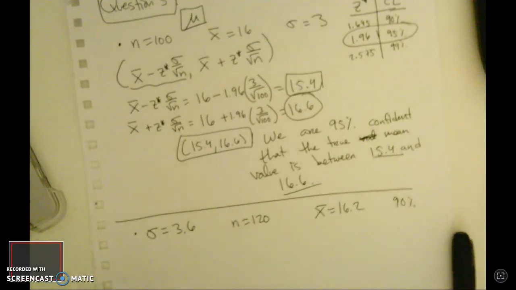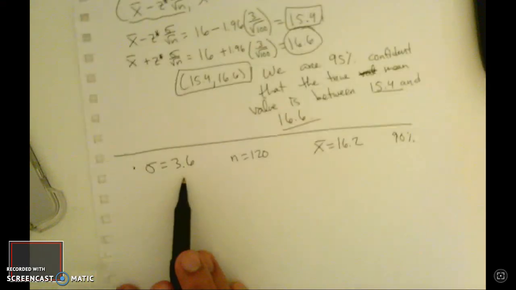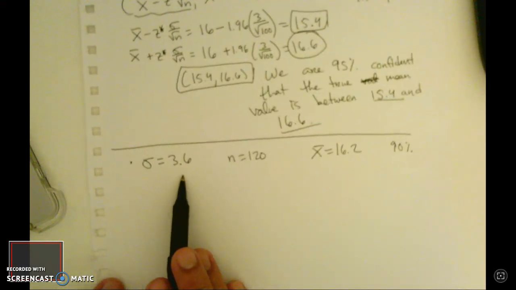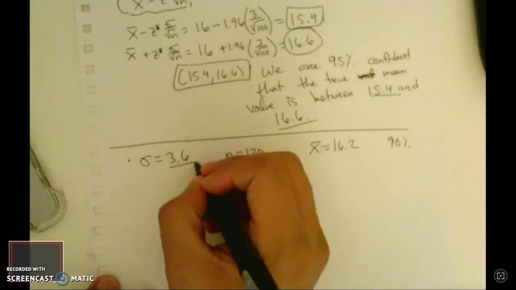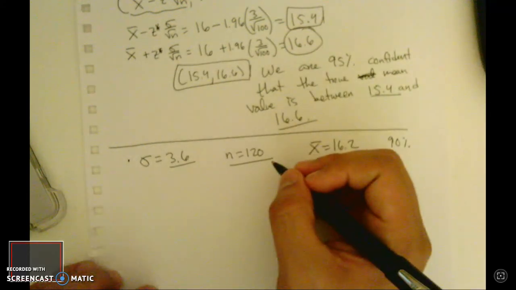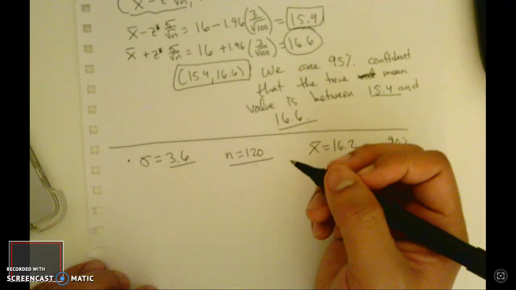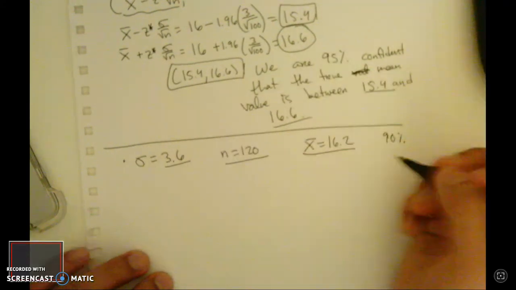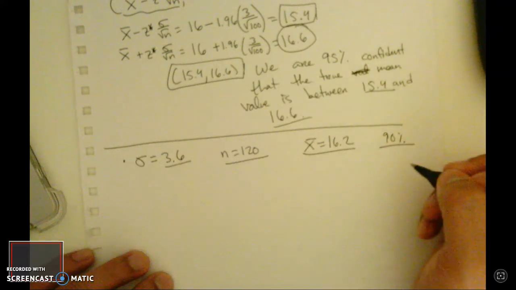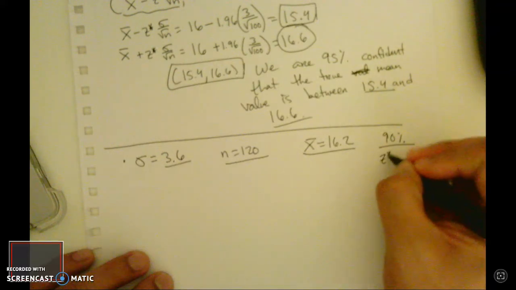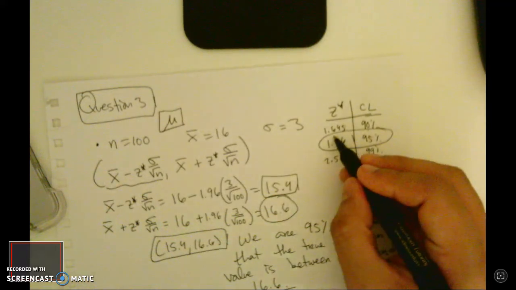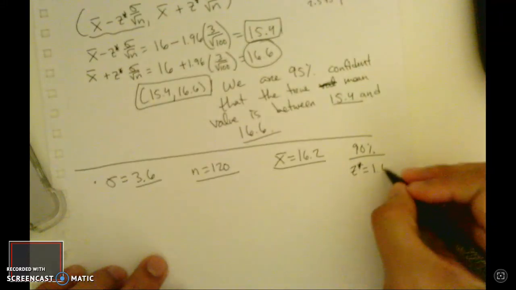We obtained that the true standard deviation, for some reason we knew that this was it, was 3.6, right? N is just 120 because that's how many the manager observed. And the sample mean is 16.2 with the 90% confidence level, right? So 90% corresponds with what type of Z? Let's go back up here. 90% corresponds with 1.645. Okay, so Z star is 1.645.